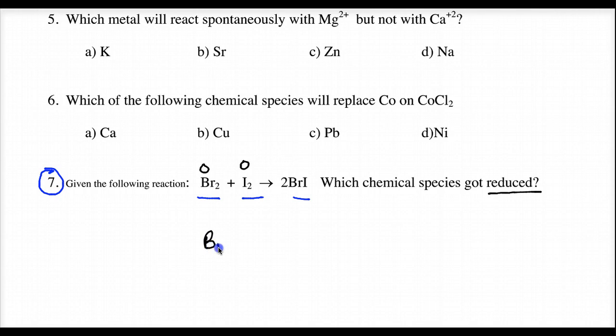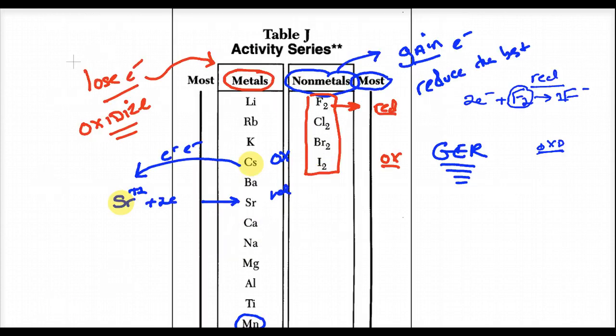Well, Br2 goes to Br negative. There are 2 Brs, but who's better at getting reduced, the Br or the I2? If we go to the table, we can see that the Br is better at getting reduced than the iodine. So for this to be spontaneous, Br2 has to get reduced. It's the reduction over the oxidation if you're working on this side of the chart. So Br, for this to work, has to get reduced.